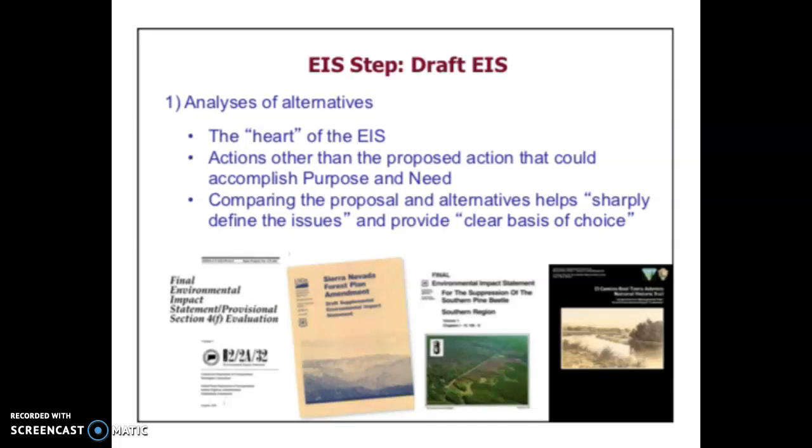So the analyses of alternatives. This is the heart of the EIS. Actions other than the proposed actions that could be accomplished, such as the no action alternative, which is showing the baseline, not that there's not going to be an action that's going to occur or that that's a choice. Comparing the proposal and alternatives to sharply define the issues and provide a clear basis of choice between the different alternatives.